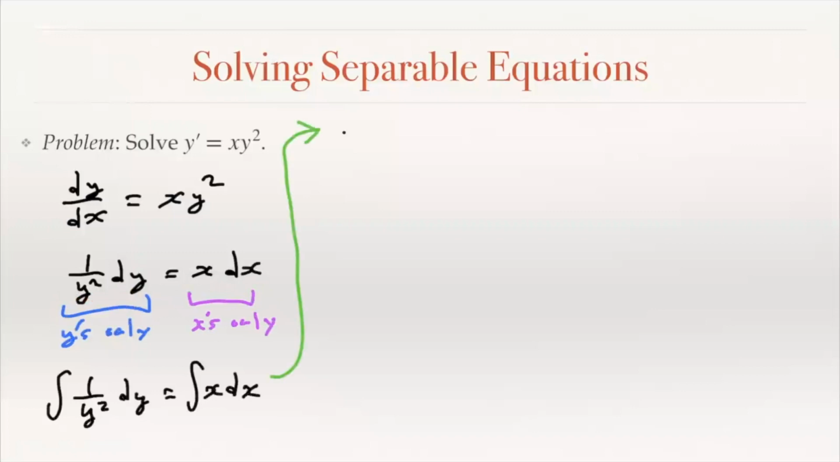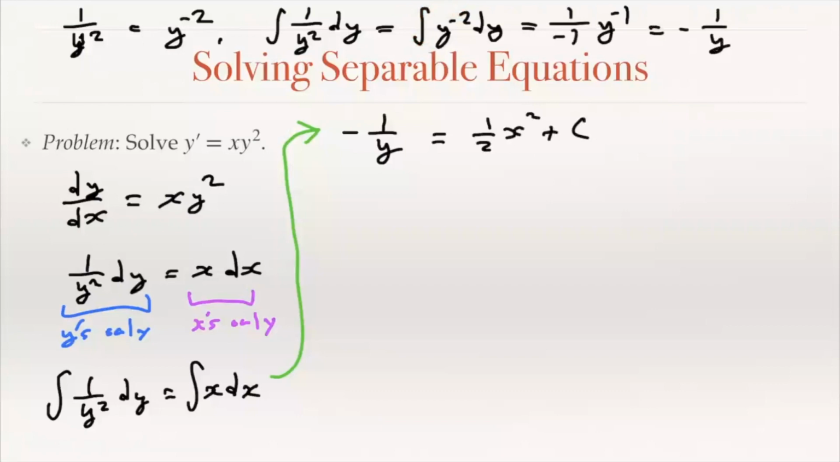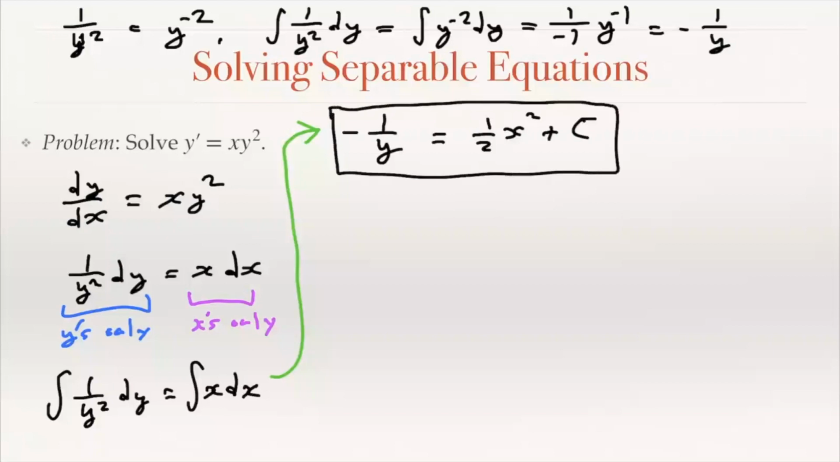Integral of 1 over y squared is negative 1 over y. Remember, 1 over y squared means y to the negative 2. And the integral of y to the negative 2, we just increase the exponent by 1 and divide by it. So that's 1 over negative 1 times y to the negative 1, which is negative 1 over y. Is 1/2 x squared plus c. Okay, and that's our implicit solution. Perfectly fine, although we typically want explicit.